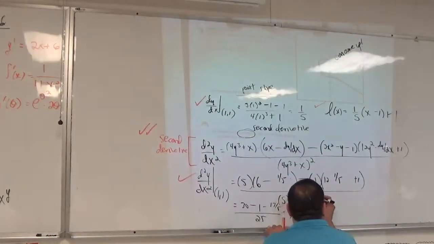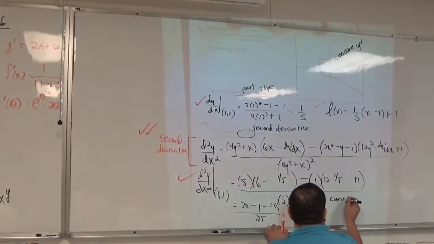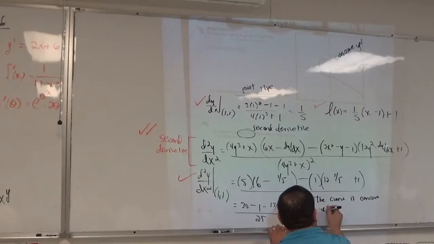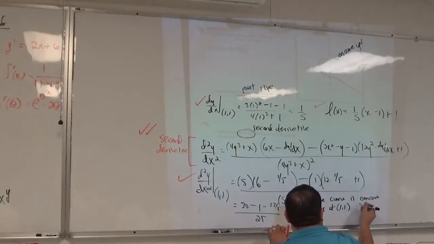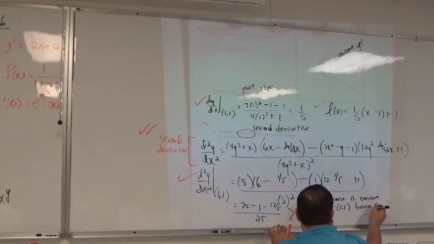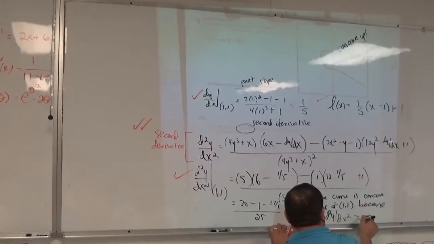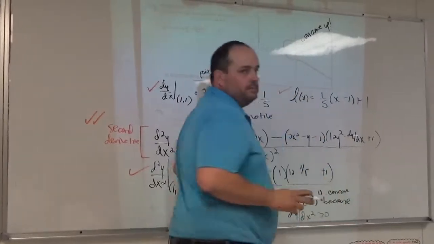Concave up. I'd say something like the curve is concave up where? At 1, 1. Why? Because the second derivative is positive.